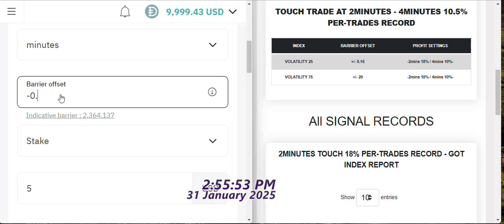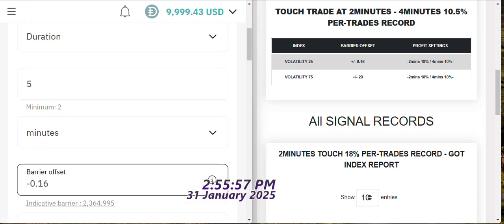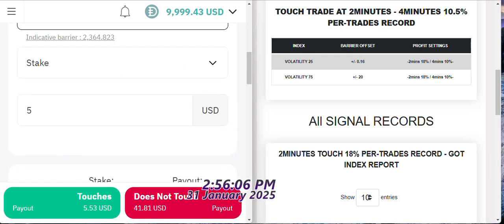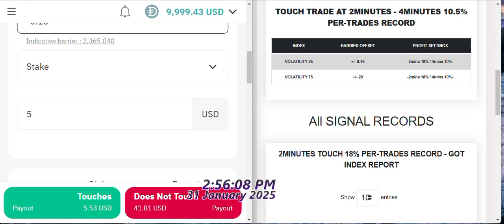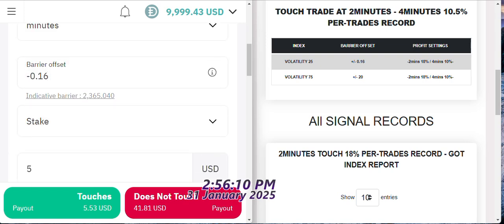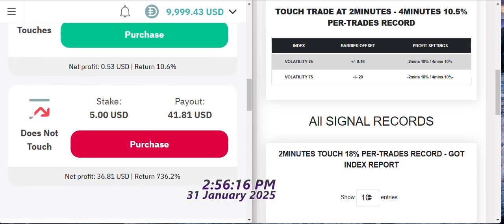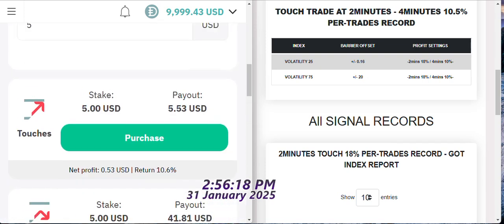I'll say 1.6. This 1.6 is on 5 minutes. What did it give me? It gives me 10.6. Good, not a problem. Now, this gives me 10%. Now, you see this first one I just placed is for a minus barrier that is going down. And I'm not going to be clicking on does not touch. I'm going to be clicking on touch.